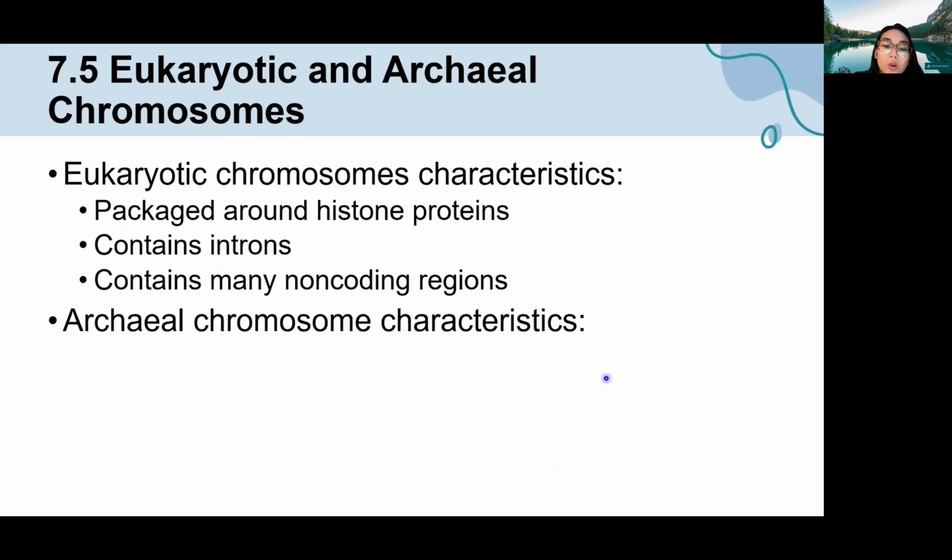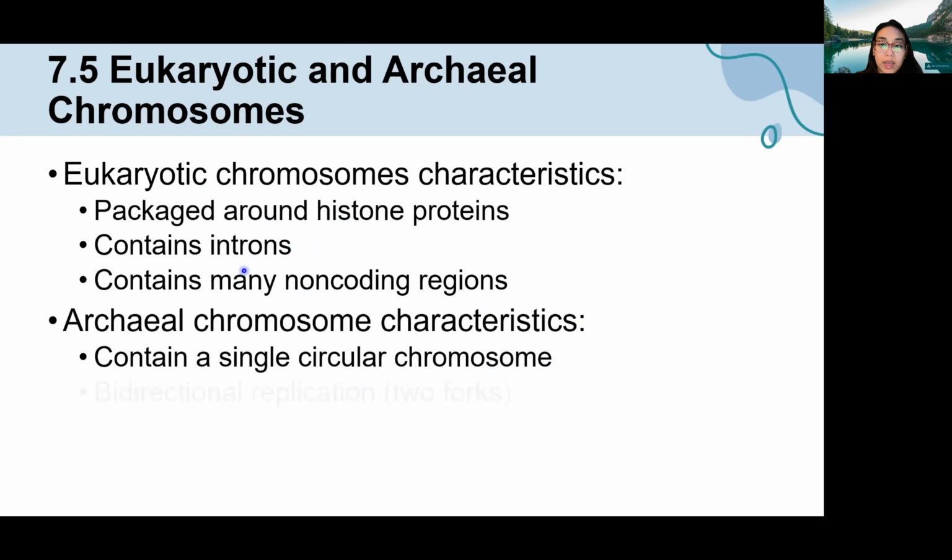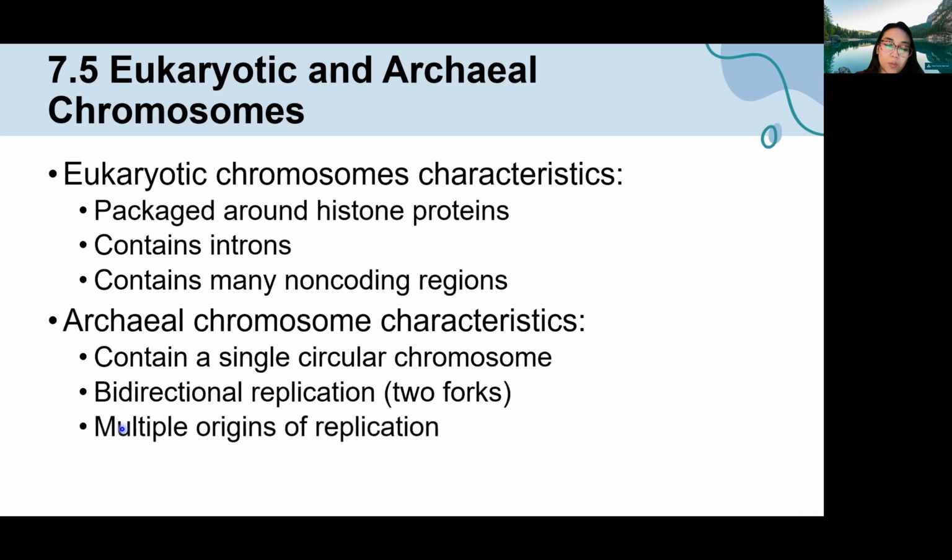Now with archaea, their chromosomes are a little bit interesting. They do have single circular DNA, just like bacteria, and they do go through bidirectional replication, meaning that there's two replication forks. But they do have multiple origins of replication. So unlike bacteria, there's multiple origins. Most people don't actually know why there are multiple origins, but they do. So that's something that makes them interesting.